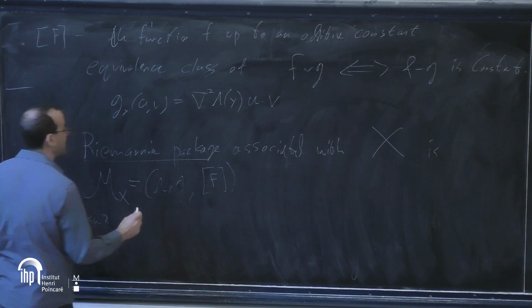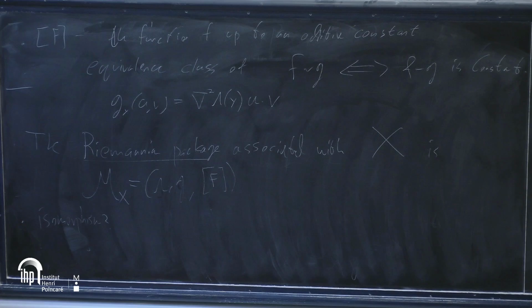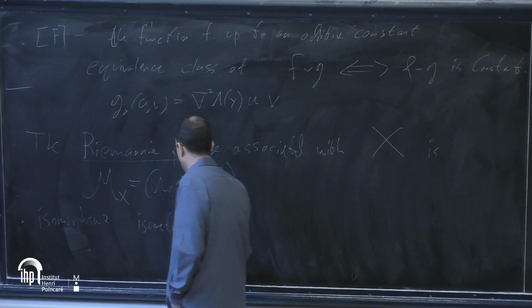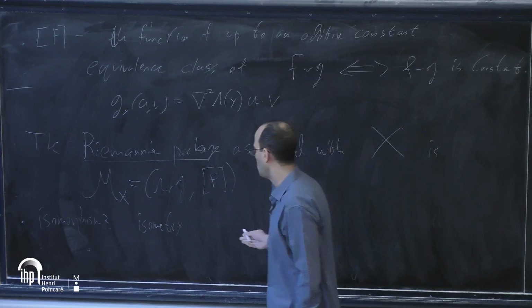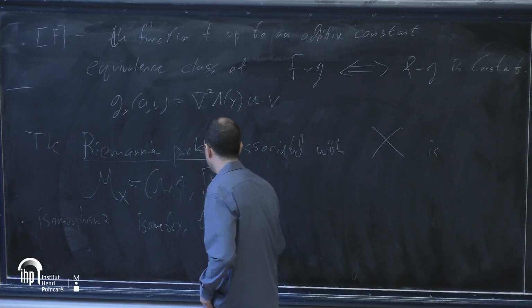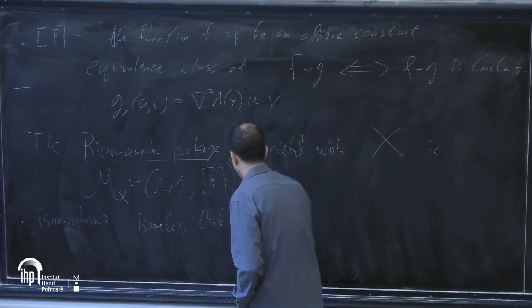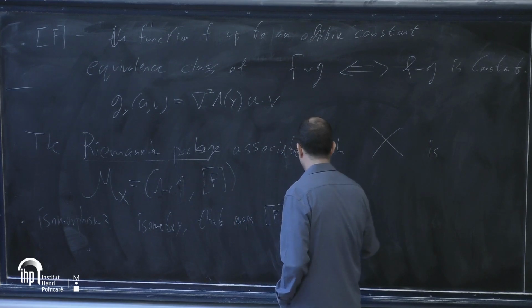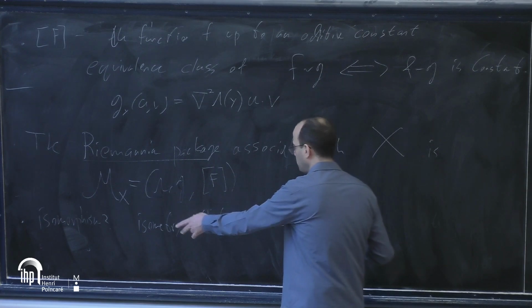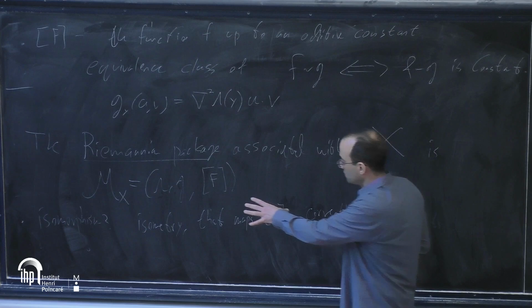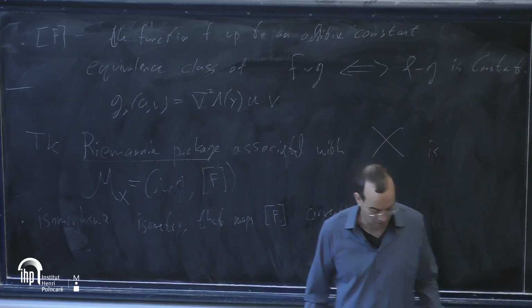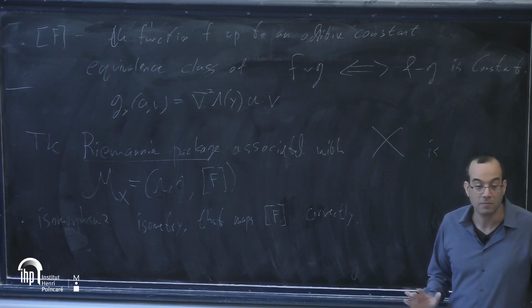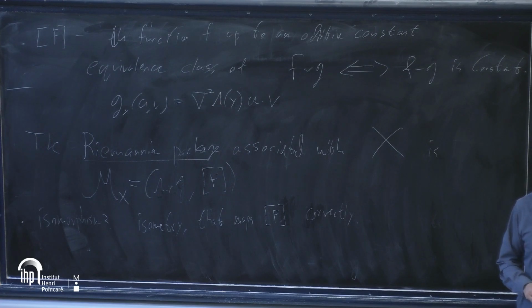When do two random variables x and y have isomorphic Riemannian packages? If there is a Riemannian isometry between the two manifolds that also maps f correctly, properly. So it maps the f of one of them to the f of the other. This is when two such packages are isomorphic. I think this is clear. Am I running too fast? Are there questions about whatever I did so far?